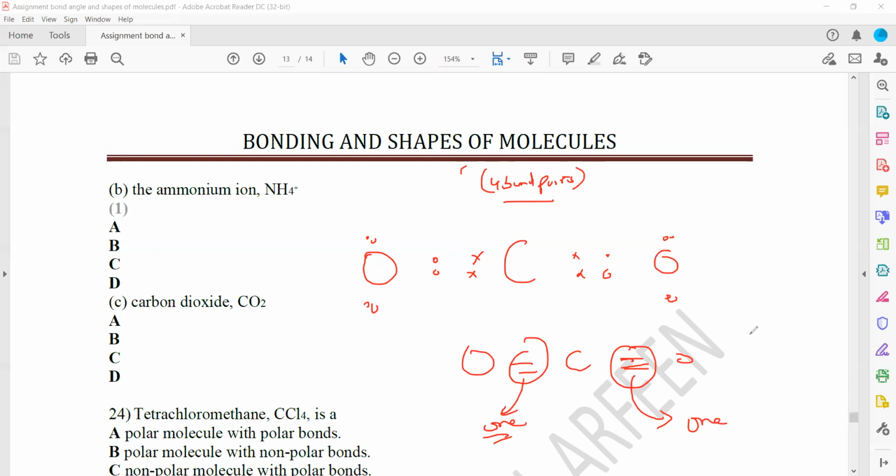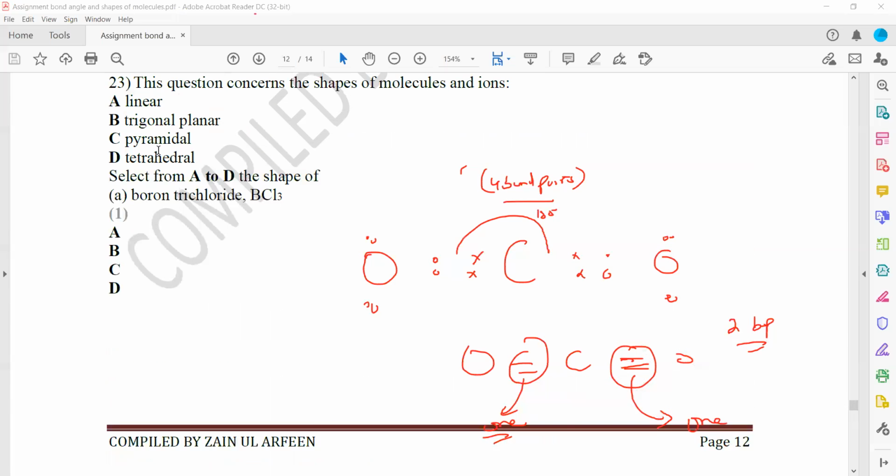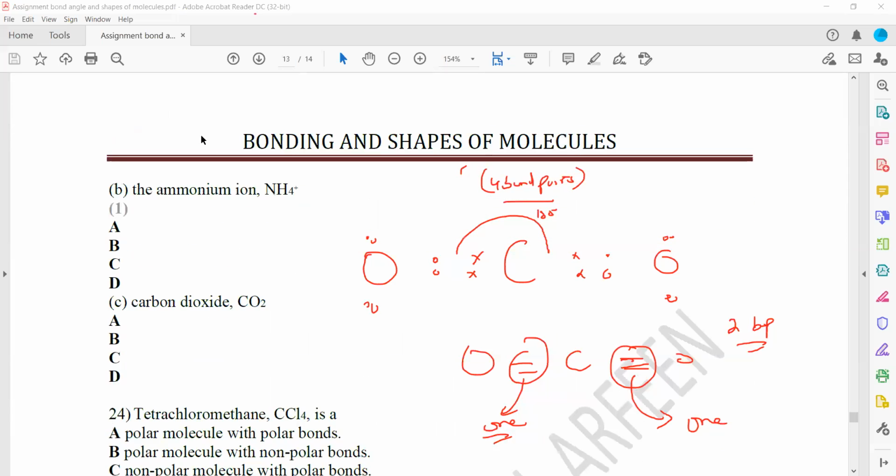So basically, how many bond pairs are there? It appears that there are 2 bond pairs. When the molecule has 2 bond pairs, it will be a linear structure with a bond angle of 180 degrees. So A will be the answer, with a bond angle of 180 degrees. Is it clear why the carbon dioxide molecule is a linear structure?